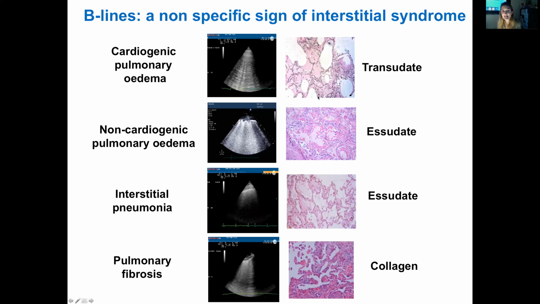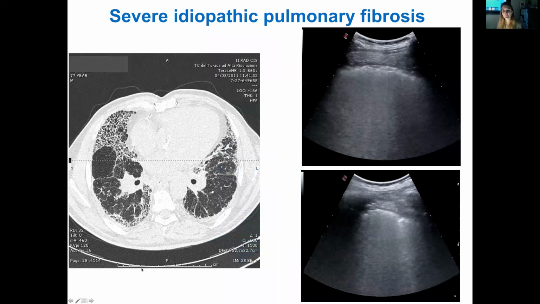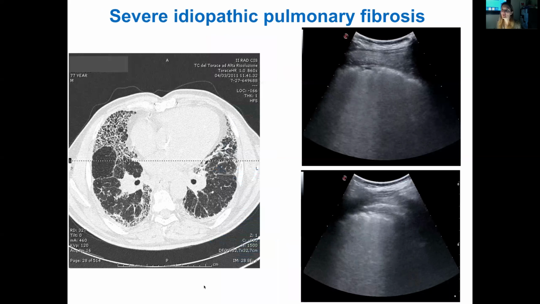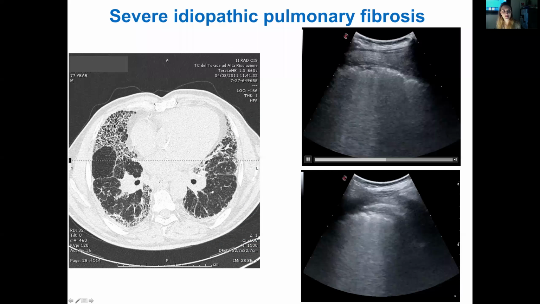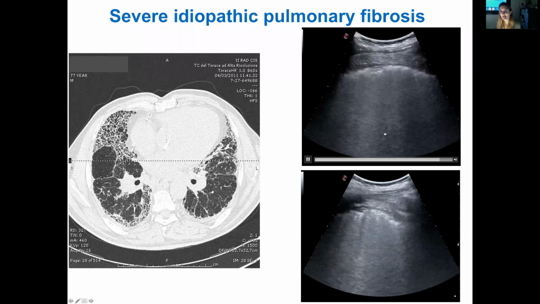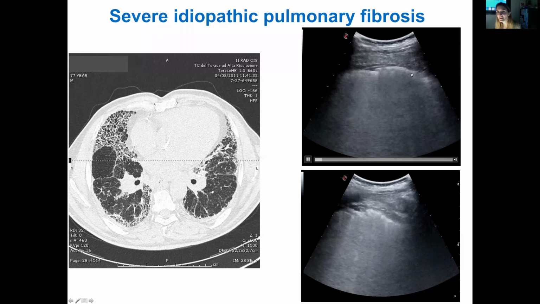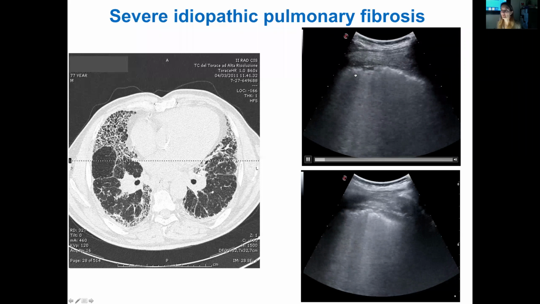So we usually find them in any condition that affects the interstitium of the lung. Cardiogenic pulmonary edema, but also non-cardiogenic pulmonary edema, as we have seen, but also interstitial pneumonia, you may see B lines, or pulmonary fibrosis, okay? Just to give you a look at how a severe idiopathic pulmonary fibrosis looks. This is a patient with a lot of honeycombing, a lot of fibrosis in the lung, and you see many B lines, almost a white lung. And again, you see that very, very, very abnormal pleural line. So just from a sonographic point of view, this is very similar to the acute respiratory distress syndrome, but it's not, okay? This is a pulmonary fibrosis.